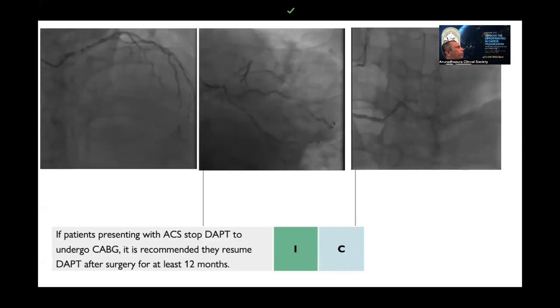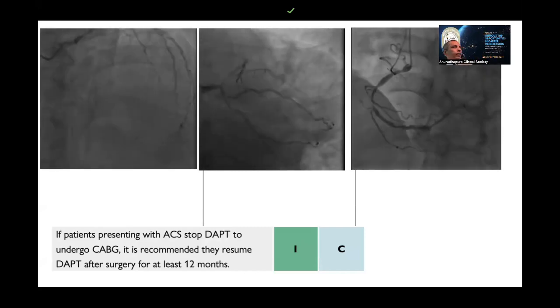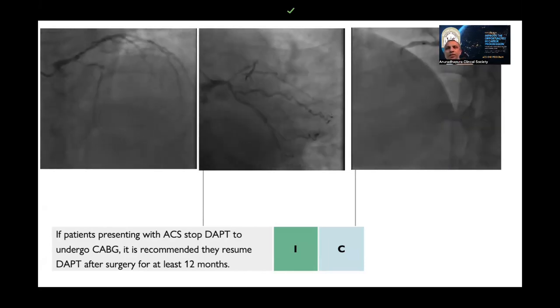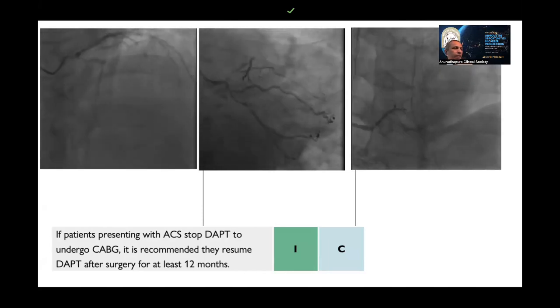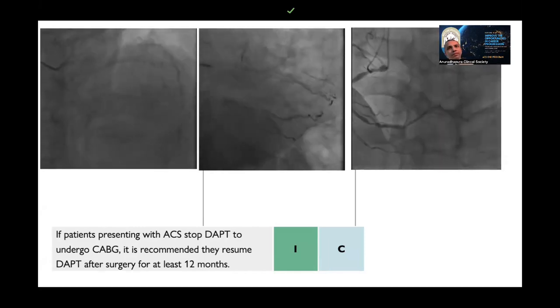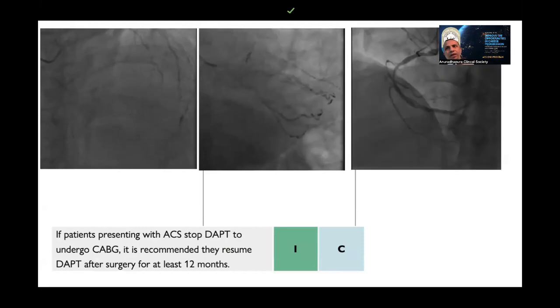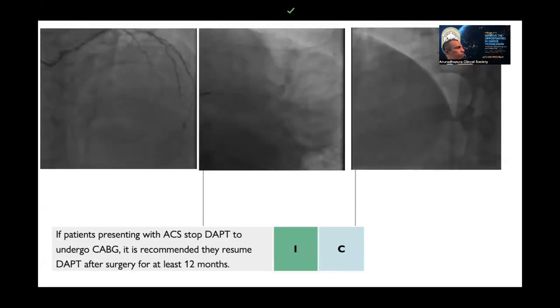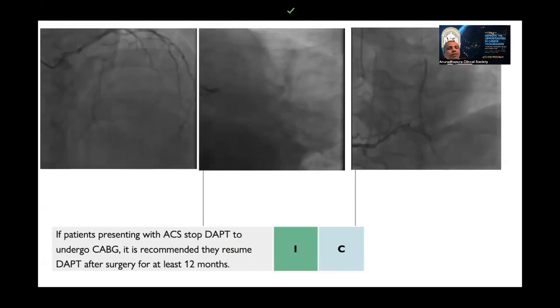And this is another patient who came to our cath lab very recently with an anterior STEMI. If you look at this, there are a lot of blocks everywhere, triple vessel disease. So this patient needs to go to bypass. Now the current guideline is to stop dual antiplatelet before bypass. And after bypass, you restart antiplatelets, if early bypass, and then after that for 12 months.